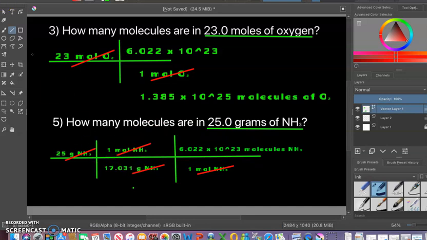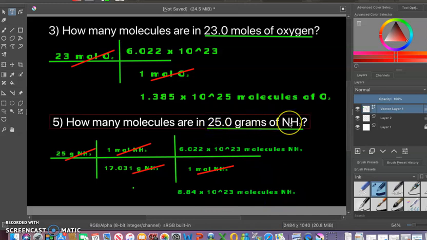How about you try that? The answer is going to pop up very quickly. You end up with 8.84 times 10 to the 23rd molecules of NH3. That's the number of molecules in 25 grams of NH3. Remember, we can't go directly from grams to molecules, so we had to use an additional conversion factor of going to moles. This is the extent of what you'll see. That's the last thing I want to show you.